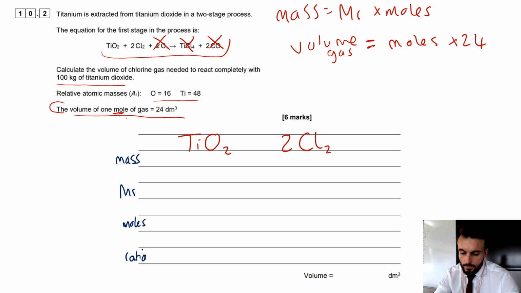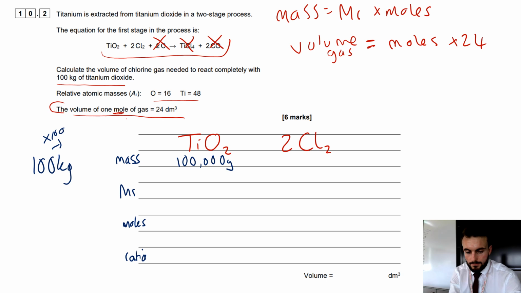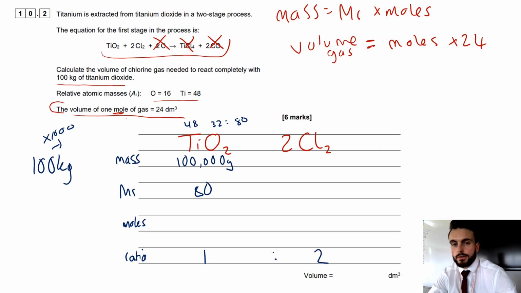Then we're going to fill in what information we've got already. So we've got mass of titanium dioxide is 100,000 grams, because it's 100 kilograms, right? To go to grams, you times 1,000. Then we've got the Mr of titanium dioxide. Titanium is 48, 2 oxygens is 32, that gives us 80, so the Mr is 80. Then we can write down the ratio. So the ratio is 1 titanium dioxide to 2 chlorines. So for every 1 mole of titanium dioxide, we need 2 moles of chlorine to fully react.